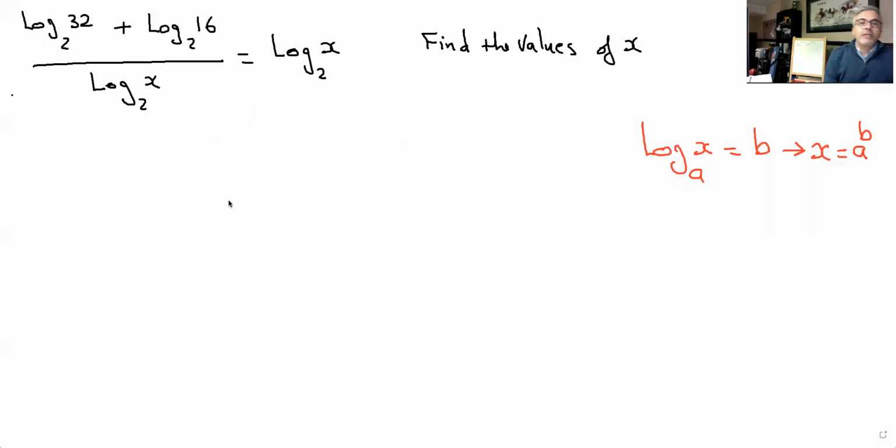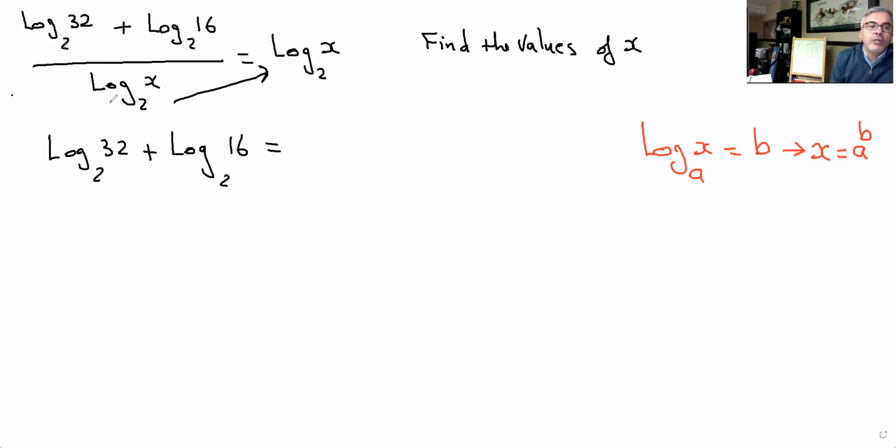So here's another question that might look a bit more challenging. What I'm going to do here, I think I'm going to cross multiply this to there, and I will get log base 2 32 plus log base 2 16 equals, when you multiply this by this, you're going to get log base 2 x squared.